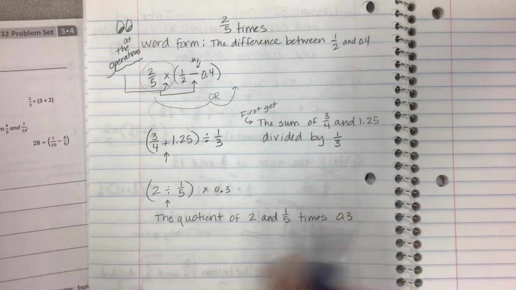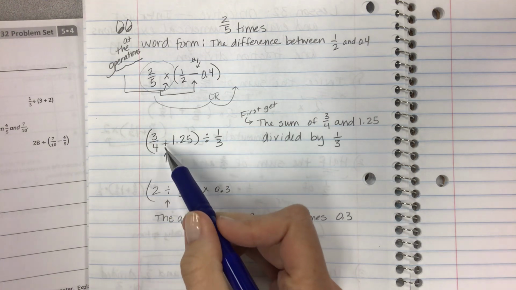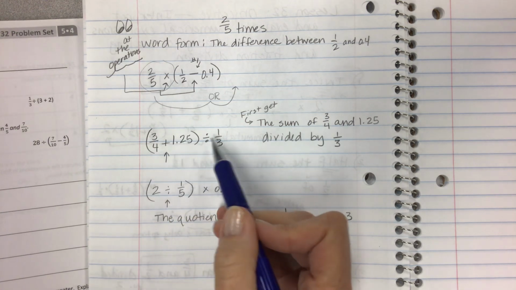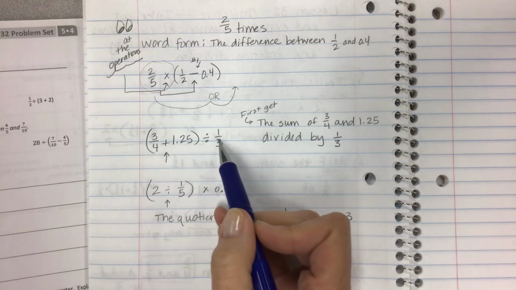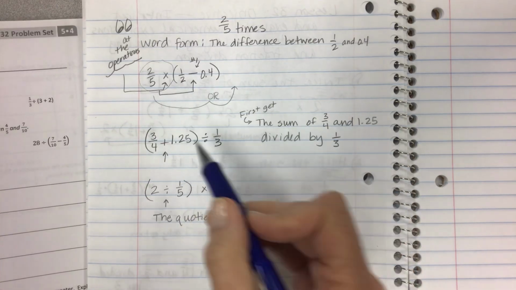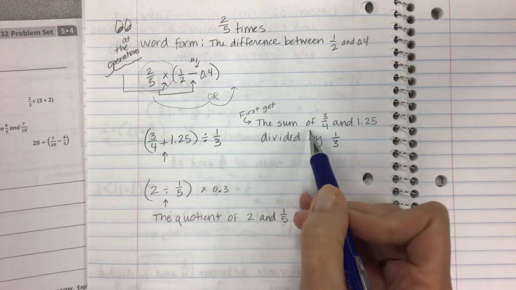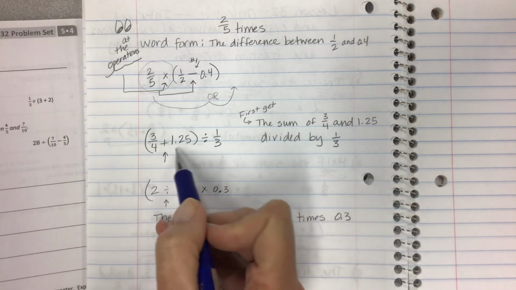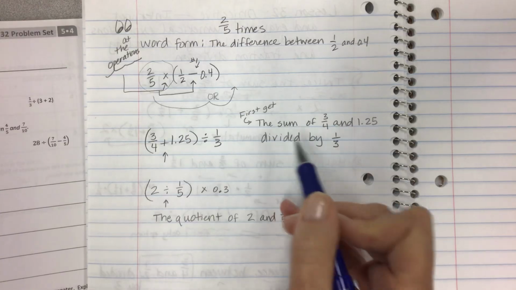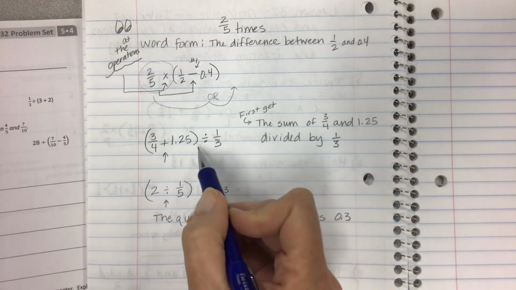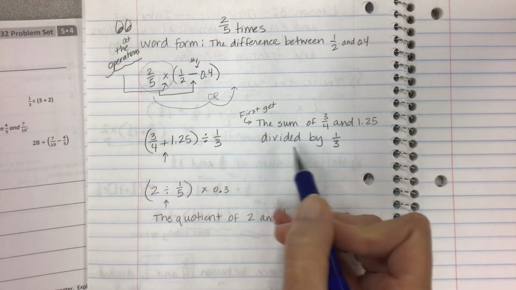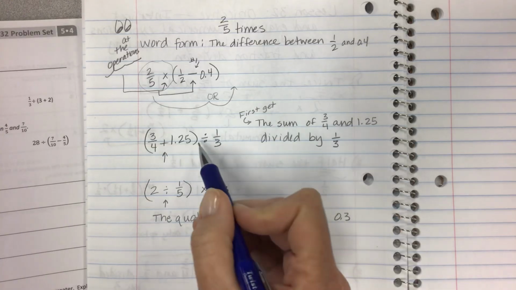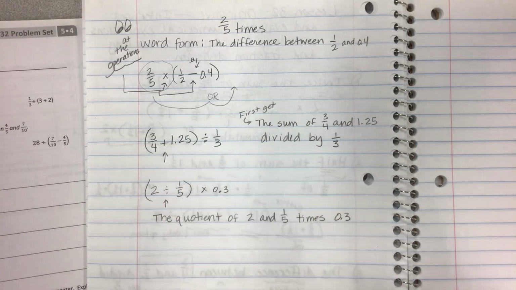Okay, and then this one is 3/4 plus 1.25 divided by 1/3. So I wouldn't read it or write it like that. I would have to say the sum of 3/4 and 1 and 25/100. So I'm getting the sum first, divided by 1/3. It's got to be in this order. Divided by 1/3 has to come second because you have to get that sum first.